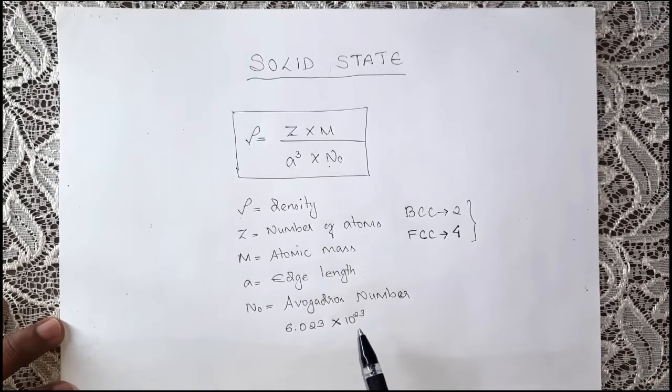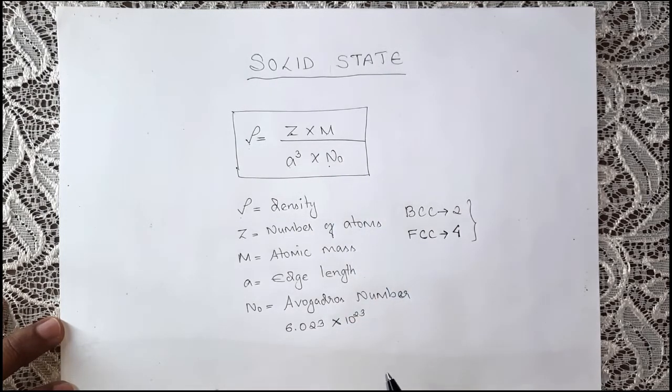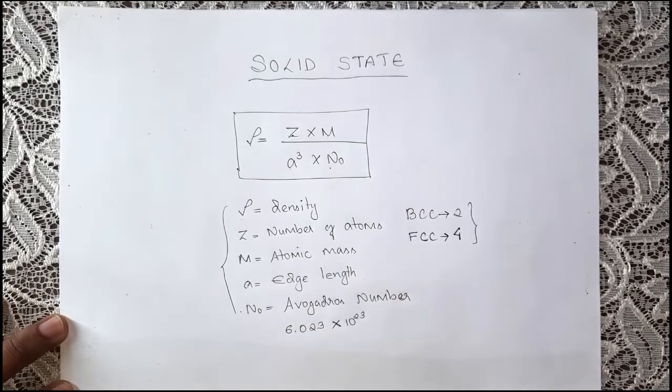The problems are very easy. We are going to solve this problem using a log table. Using a log table, all this multiplication sign will change to plus and minus, so easily we can solve this problem. This formula is basically used to find the density, the number of atoms, atomic mass, edge length, and Avogadro's number. So we can find any of them using this particular formula.